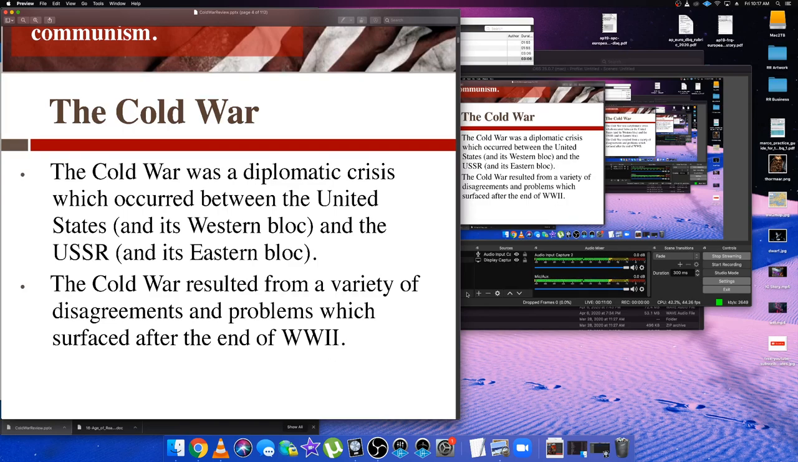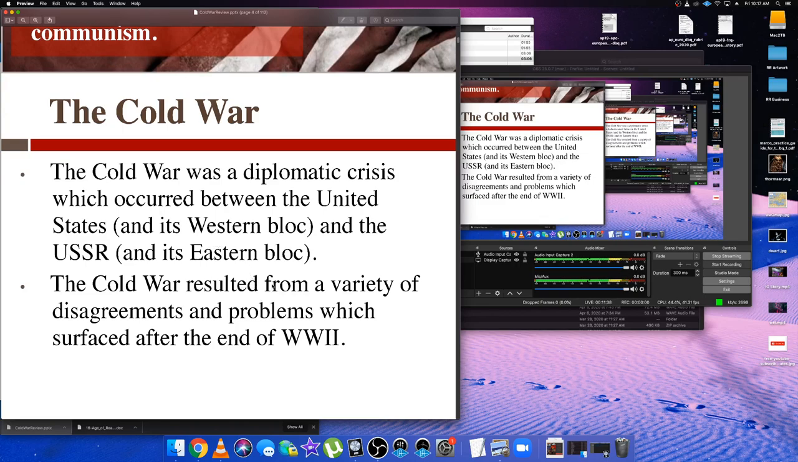So the Cold War was a diplomatic crisis which occurred between the United States and its Western bloc and the Union of Soviet Socialist Republics. That's what USSR stands for, Union of Soviet Socialist Republics, and its Eastern bloc. And so when we say bloc there, we're talking about the nations within Europe that are supported by the United States. That's going to be places like West Germany, because now Germany is fragmented, because remember they split the German possessions between the Allied powers after the war ends and they defeat Germany. And then France, Britain, Spain, Portugal, all of those are considered part of the Western Bloc.